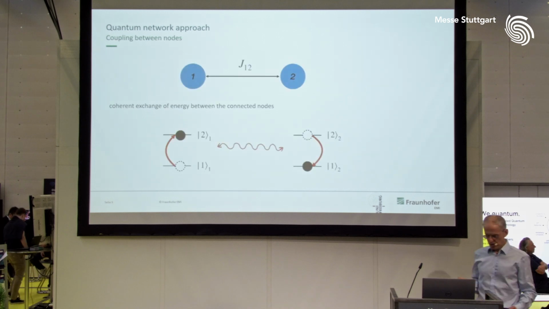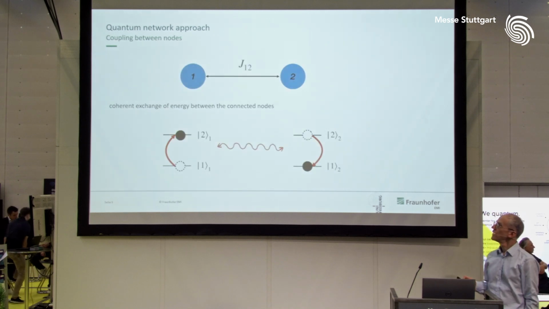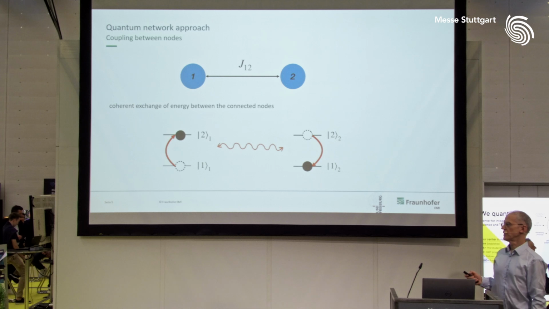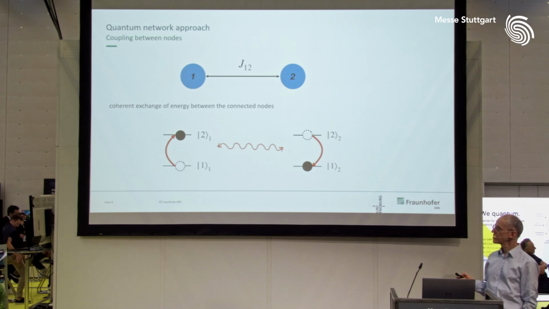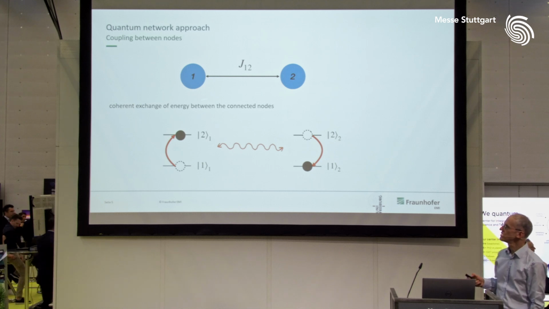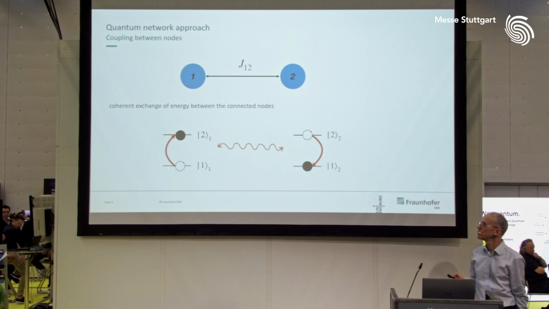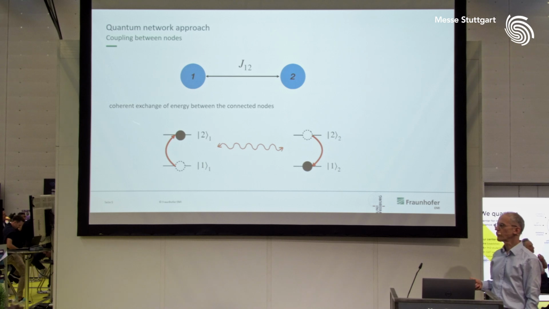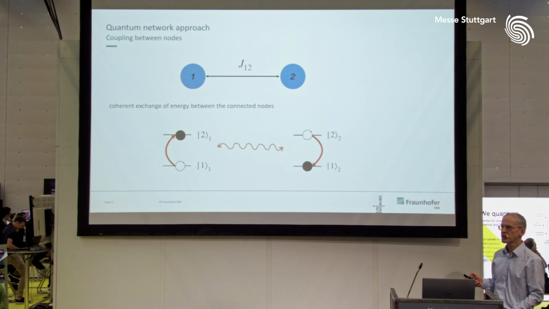Another important feature of our network is how nodes are coupled to each other. And this coupling is a dipole-dipole type interaction, which describes coherent exchange of energy between the connected nodes. This interaction couples nodes of which one is excited and another unexcited. And as a result of this interaction, the excitation swaps between the nodes.